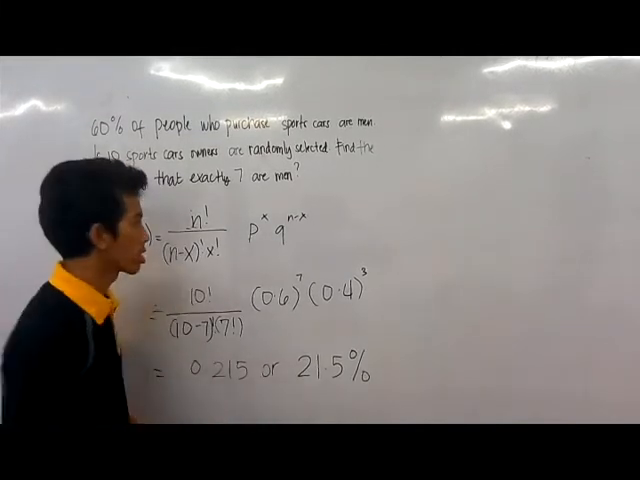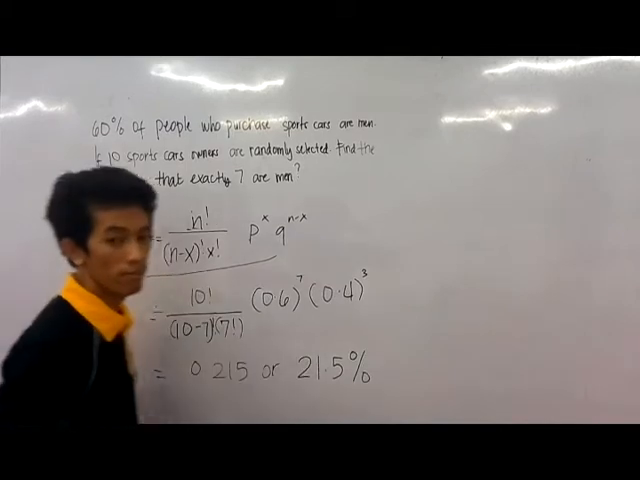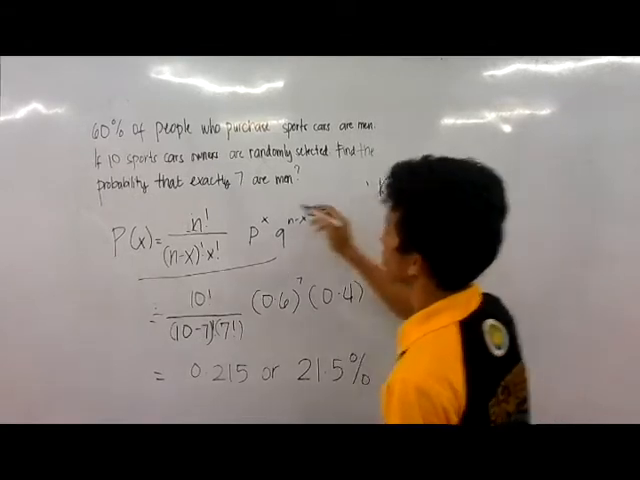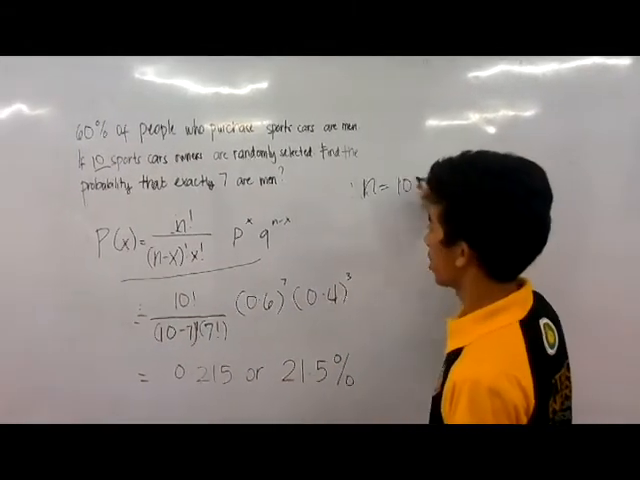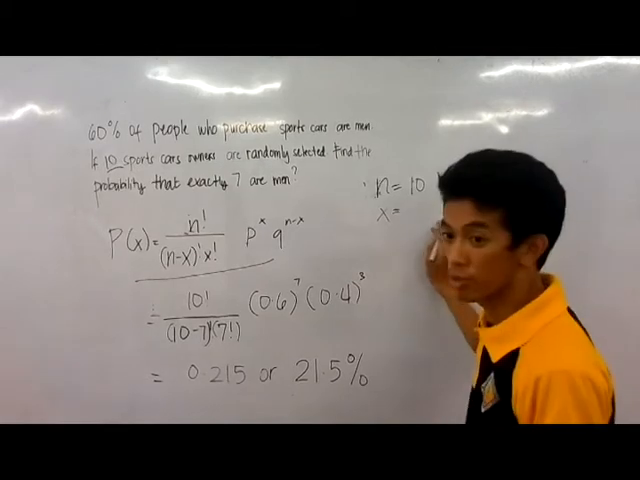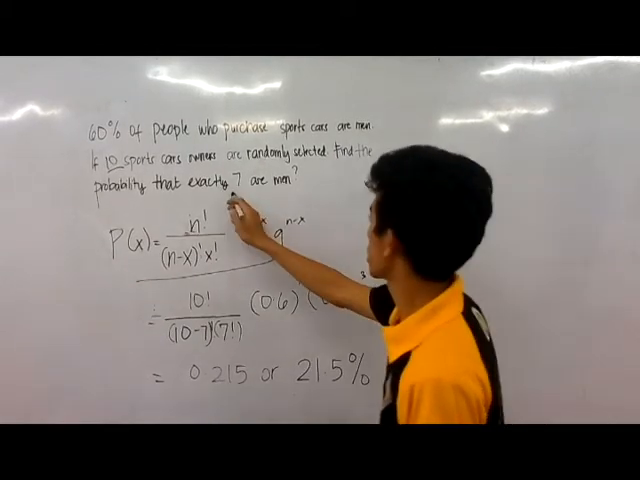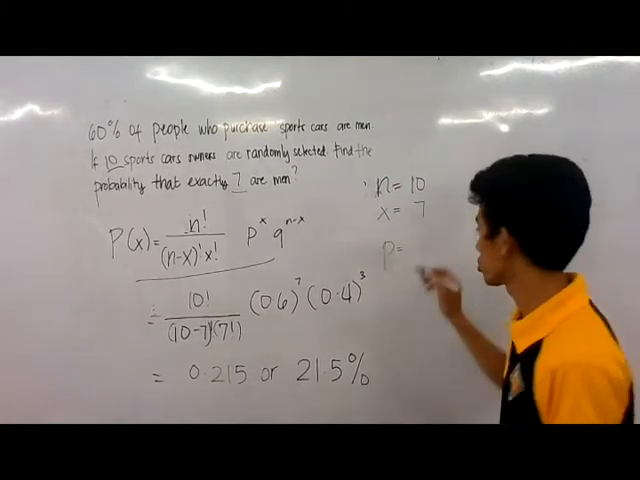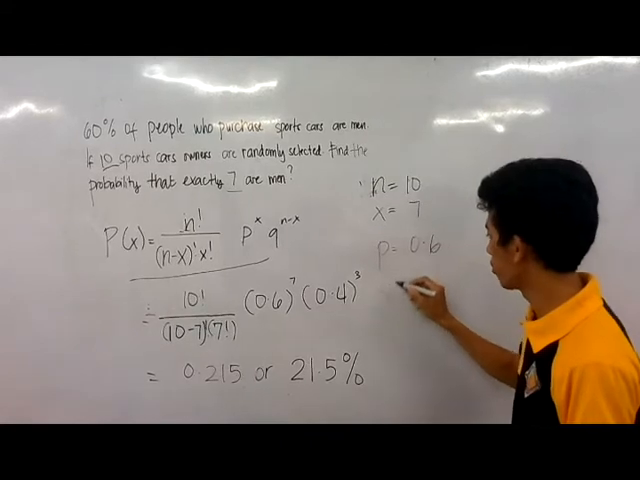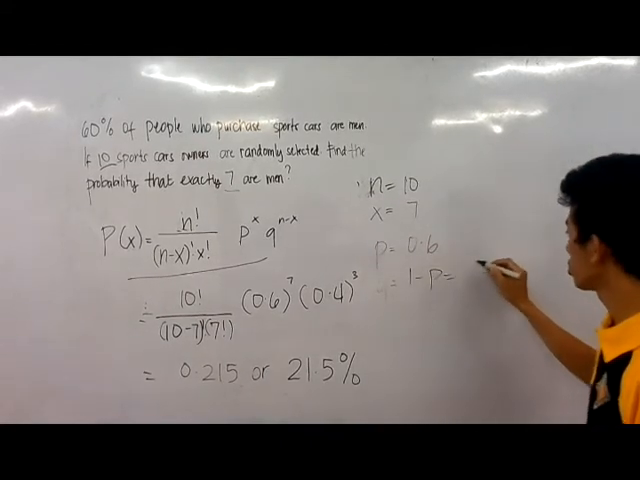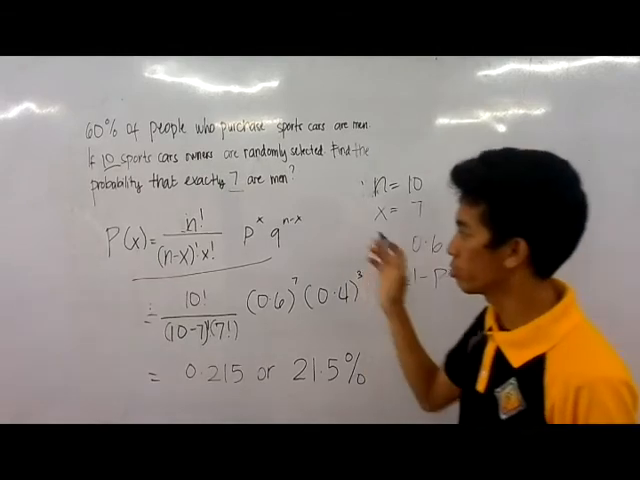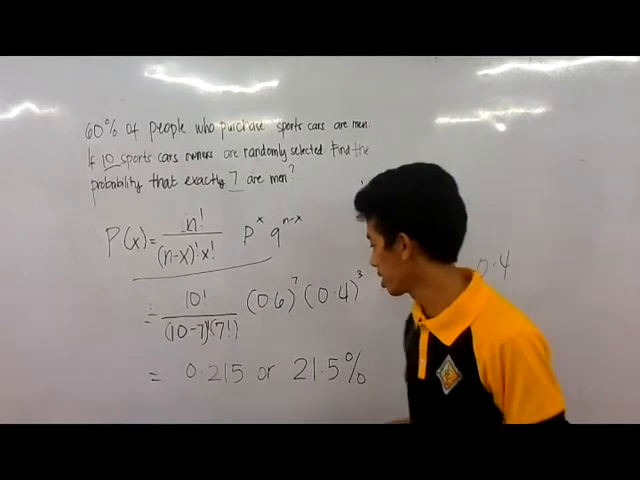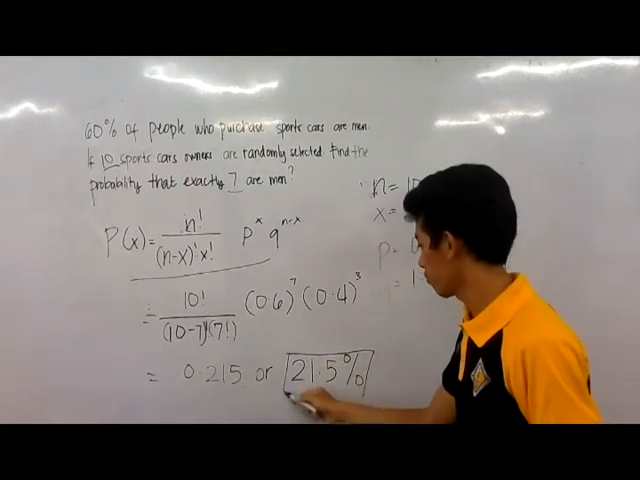First, we need to find out the given values for the formula. We determine the number of cars, which is n, equal to 10. Another is x, which is equal to 7, which is in the given. Another one is p, the probability, which is equal to 0.6. And q is 1 minus p, or equal to 0.4. You just need to input the given variables into the formula, then we get this answer, 21.5%.